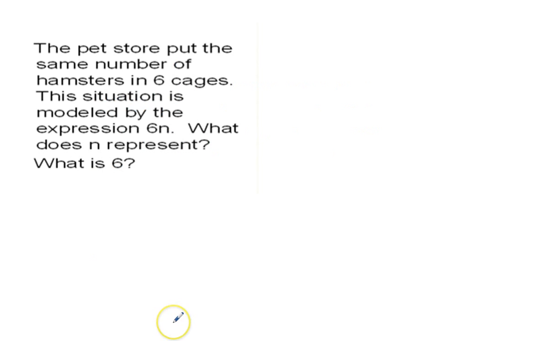The pet store put the same number of hamsters in 6 cages. This situation is modeled by the expression 6n. What does n represent and what is the 6? The n represents the variable, the number of hamsters in a cage, and the 6 represents the coefficient, which represents the number of cages.